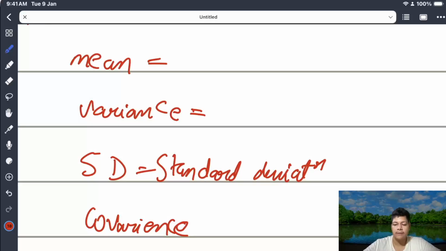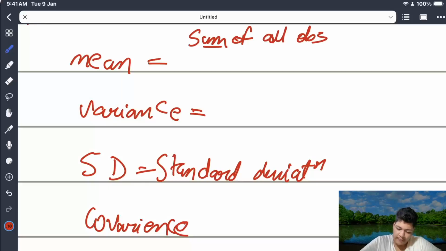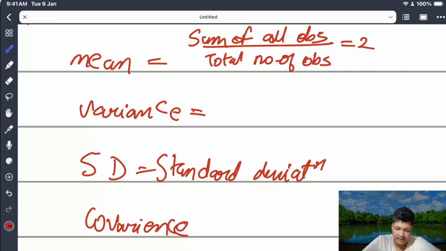Okay. Mean. What does it mean? The sum of all observations divided by the total number of observations. Suppose the mean is 20, that's the sum of observations, and the total number of observations is n. Simple. What is the variance?